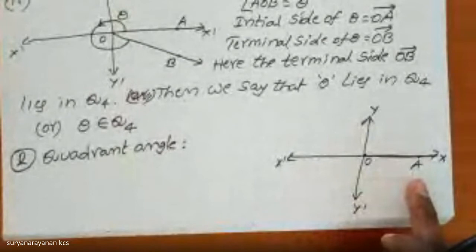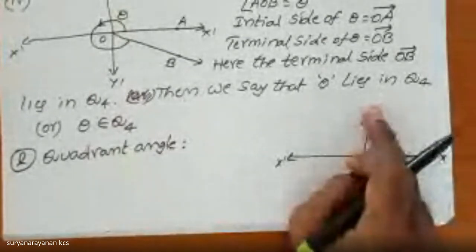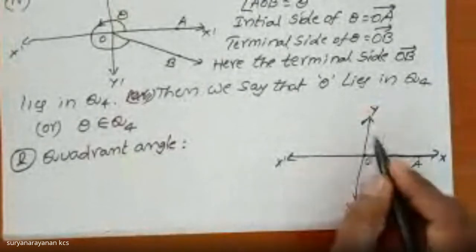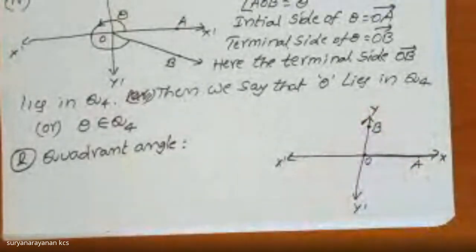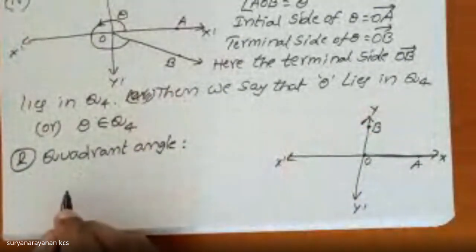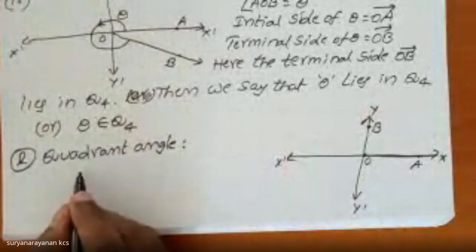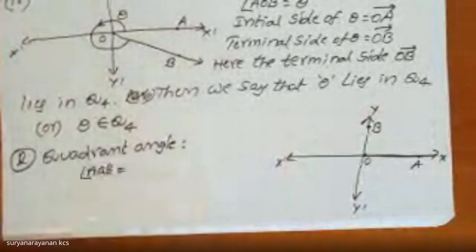If the terminal side coincides with the positive y-axis, then what is that? Here, suppose the terminal side coincides with the positive y-axis. Then what is angle AOB? What is the measurement of angle AOB? Can you tell me, any one of you, what is the measurement of angle AOB?